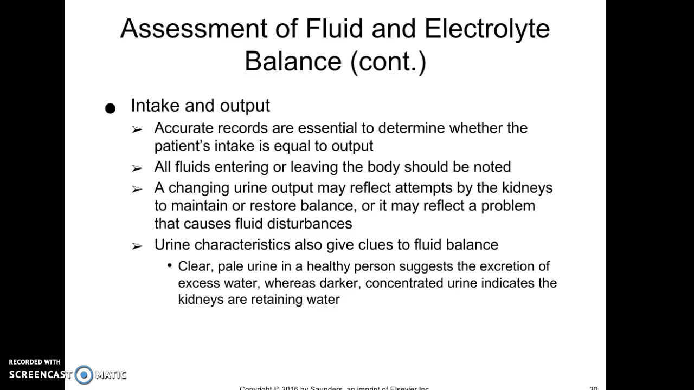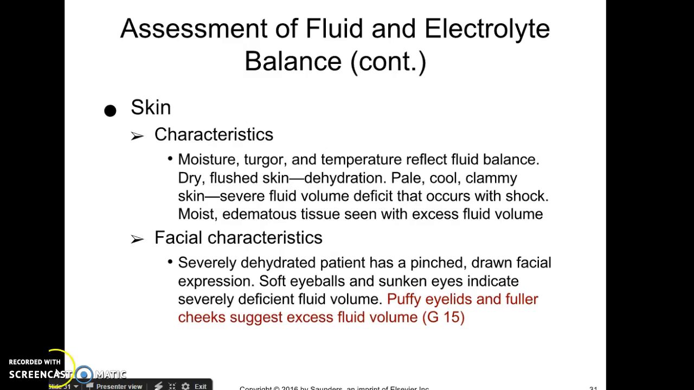A change in urine output may reflect attempts by the kidneys to maintain or restore balance, or it may reflect a problem that caused the fluid disturbance in the first place. We can also look at our urine characteristics for clues as to what's going on, and that's why most output sheets have you also describe the urine. Is it really dark? Is it pale? Does it have an odor? Is it real concentrated? That type of thing, because that can help us make the determination.